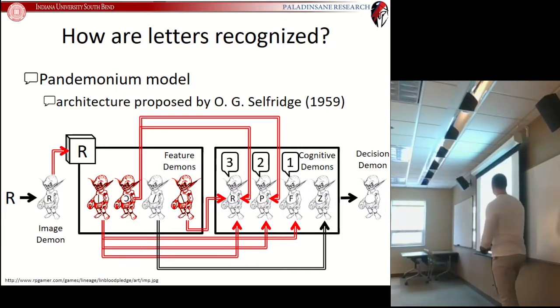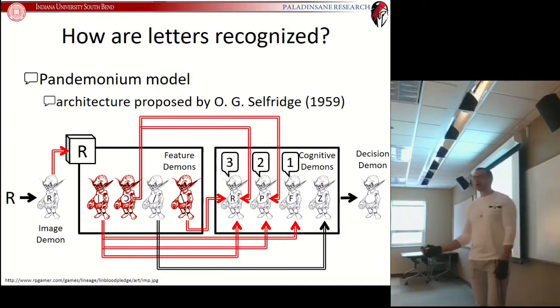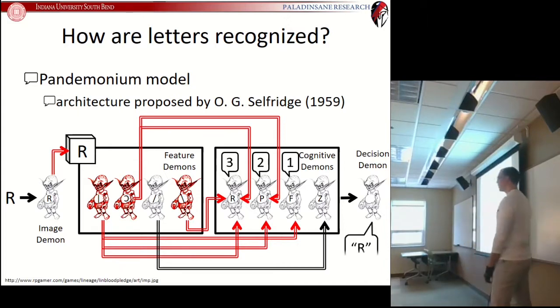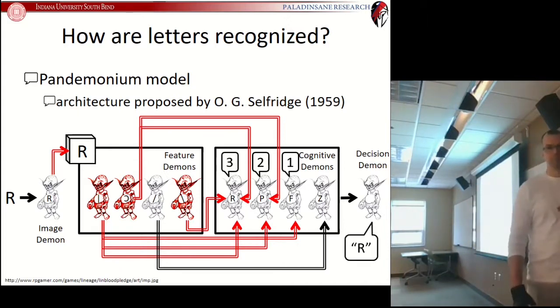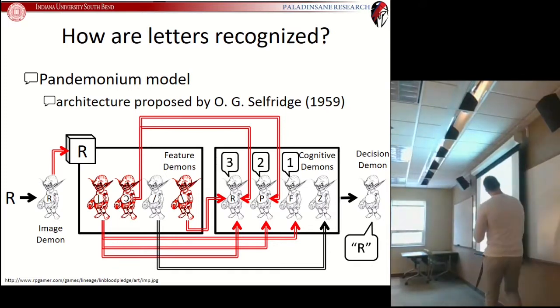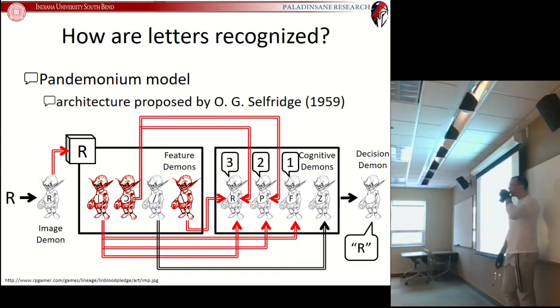And the decision daemon takes a look at who got called the most, and based on who got called the most, makes a decision that what we're looking at is an R. So that's the Pandemonium model. Any questions about that?